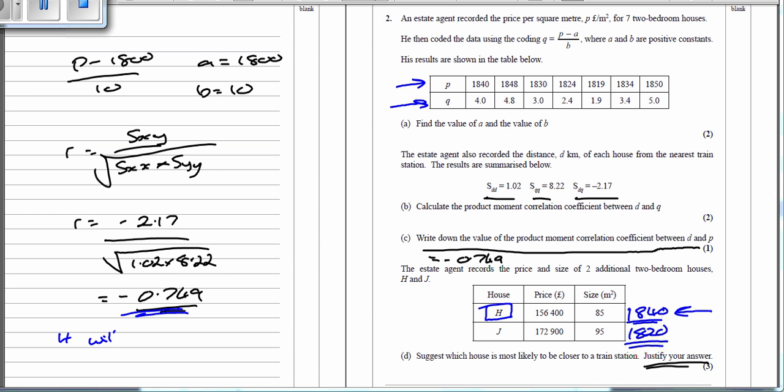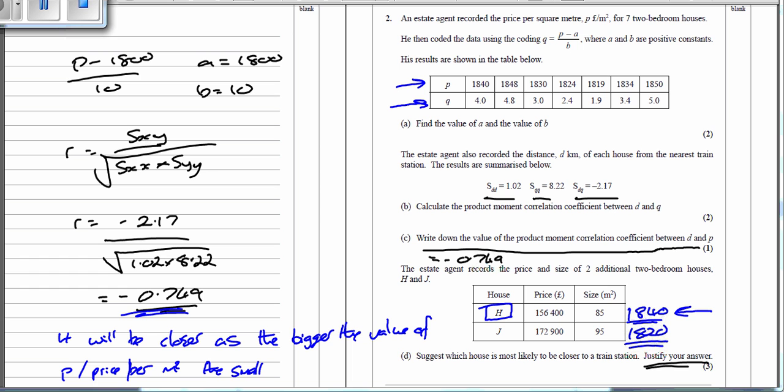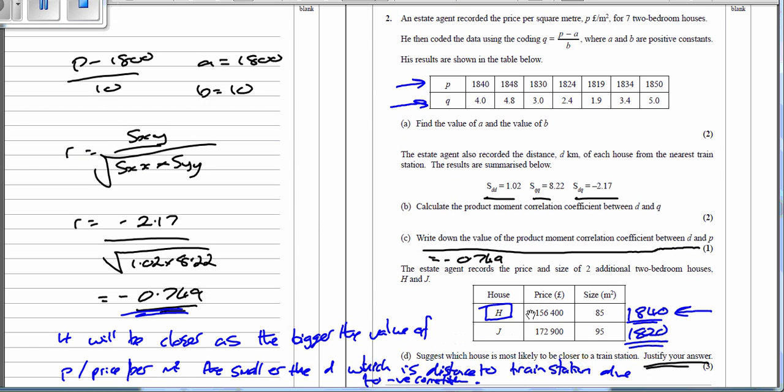Then I'm going to say that H will be closer as the bigger the value of P, which is price per square metre, the smaller the D, which is distance to train station, due to negative correlation. And again, if you've done that, then that's going to be enough to get the marks for this question. So well done if you're able to follow that.